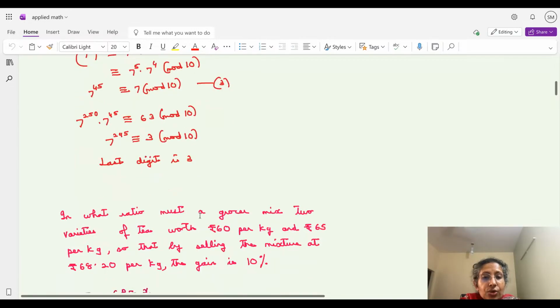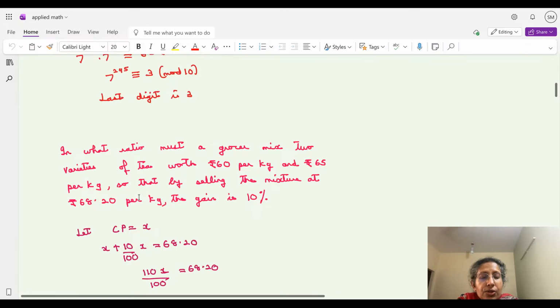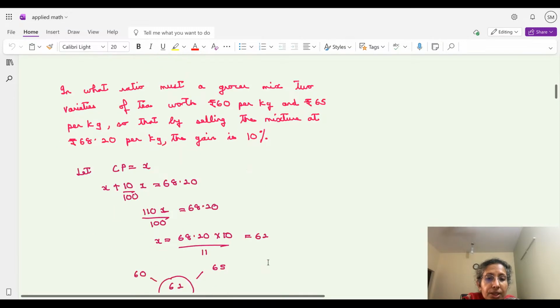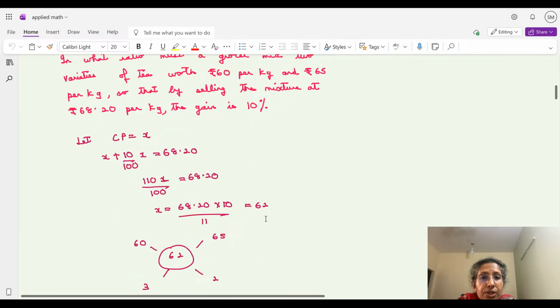Next, in what ratio must a grocer mix two varieties of tea worth rupees 60 per kg and rupees 65 per kg so that by selling the mixture at rupees 68.20 per kg, the gain is 10%? Now, all these word problems, you need to read it a couple of times. So let the cost price be x and the gain is 10%. So x plus 10x by 100 is 68.20. So simplifying, you get 110x by 100 is 68.20 or x will be 62.